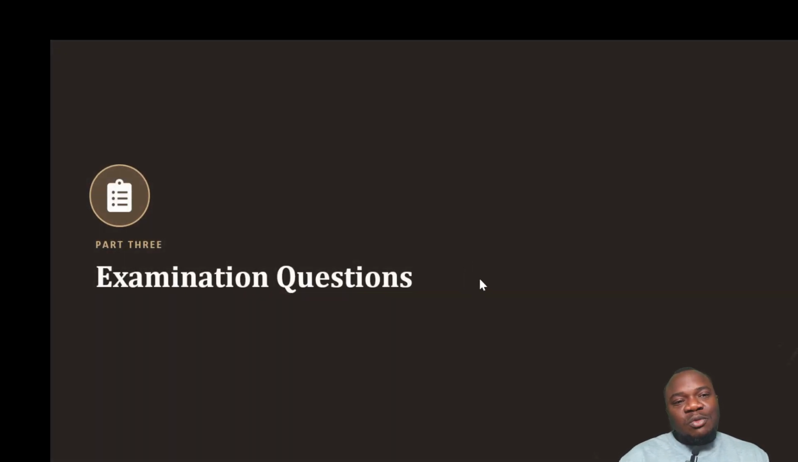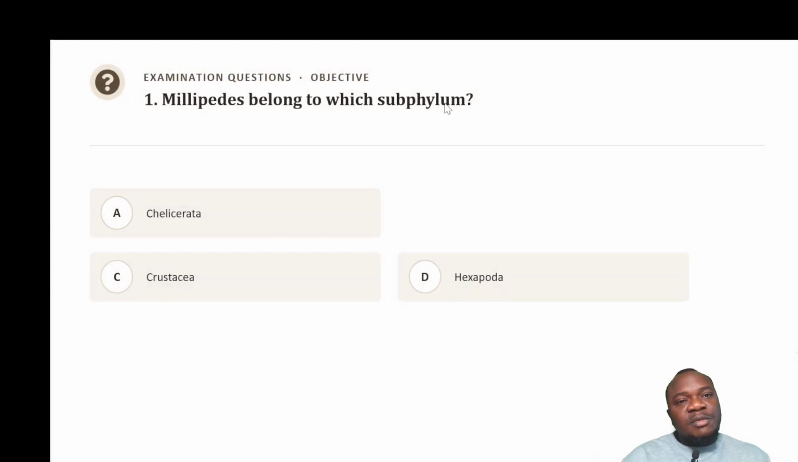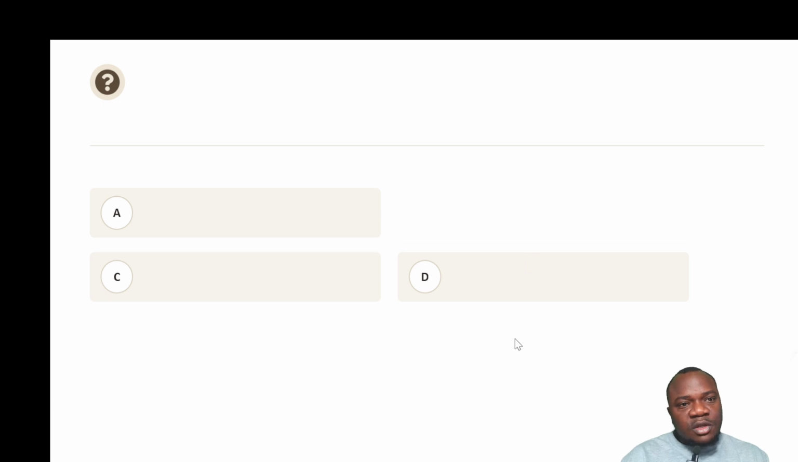Okay, so let's go through some questions here. Millipedes belong to which subphylum? Chelicerata, Crustacea, or Hexapoda? So they are Myriapoda.